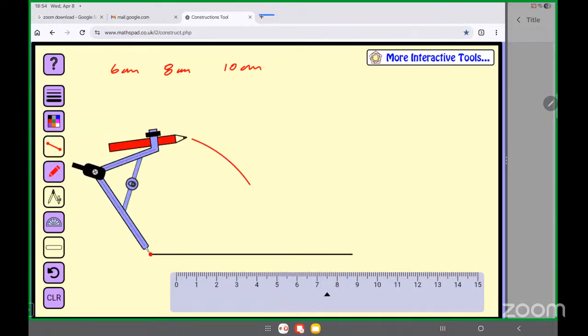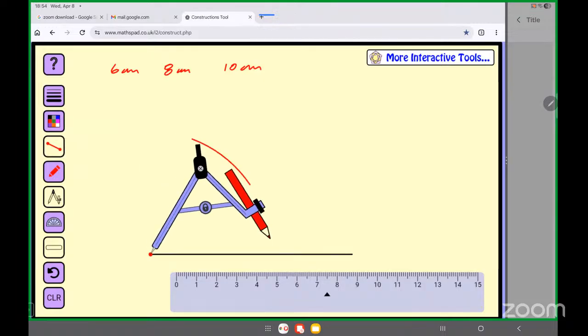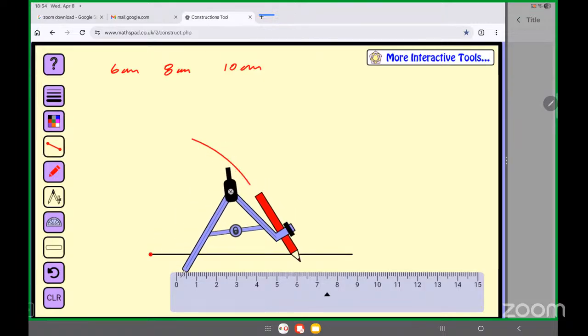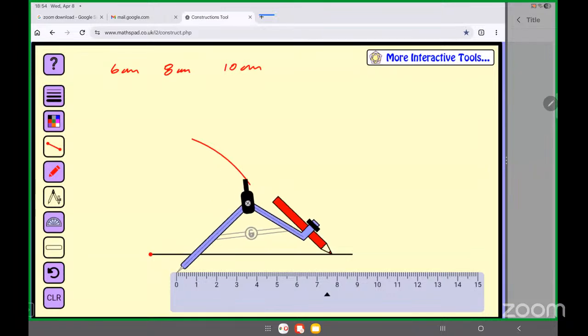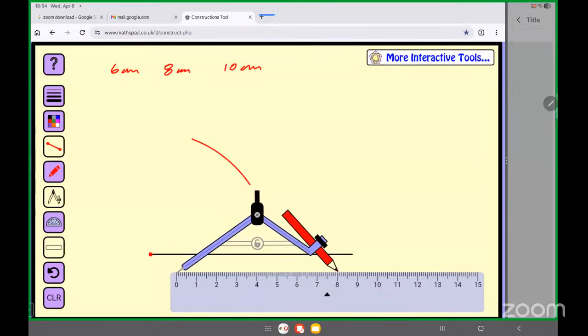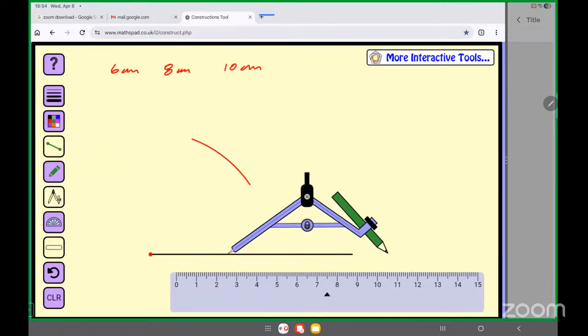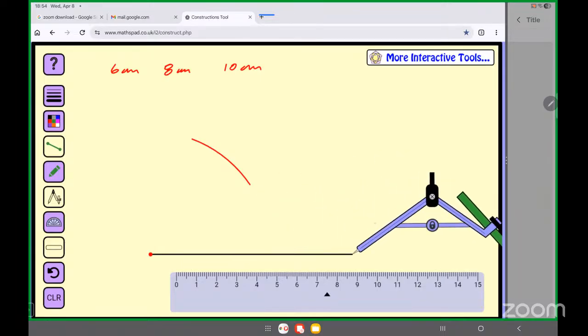And then now you go back and you need an 8 centimeter arc from the other end. You go back on the ruler, and you measure up the compass, and you want an arc that is 8 centimeters. So from 0, you open it up to 8. 8 there, and then lock it. Let's change that one to green. And draw that arc from the other end, crossing the first arc.